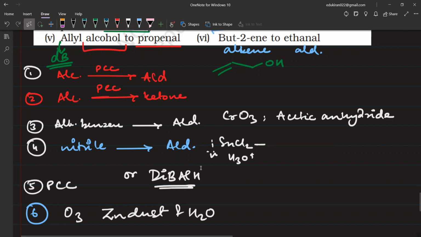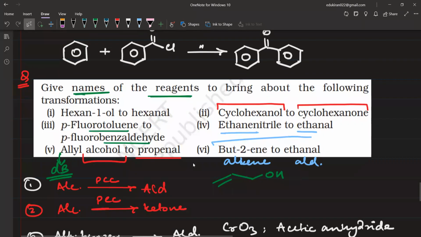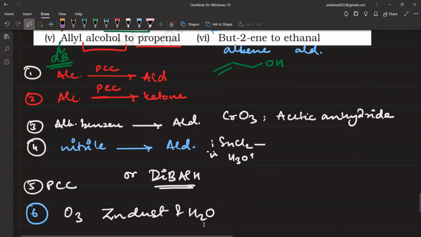If you got this, you know how to do these types of questions. Whenever you are asked to give the name of reagents, then please only think about giving the name of the reagent. Don't worry about the structures at that time. Okay.